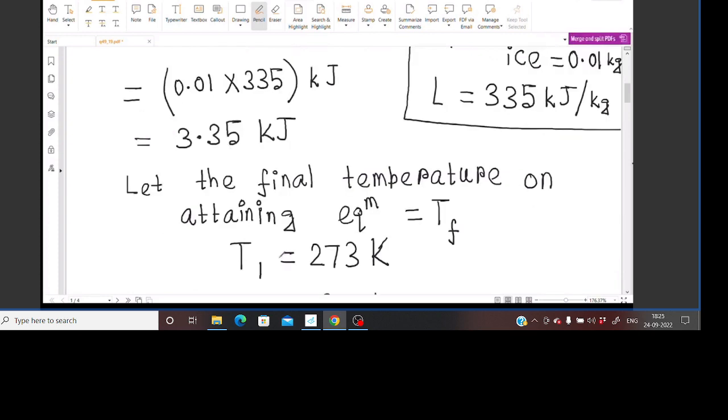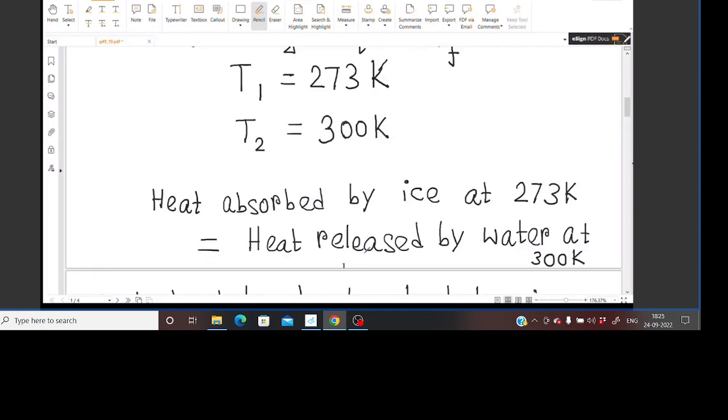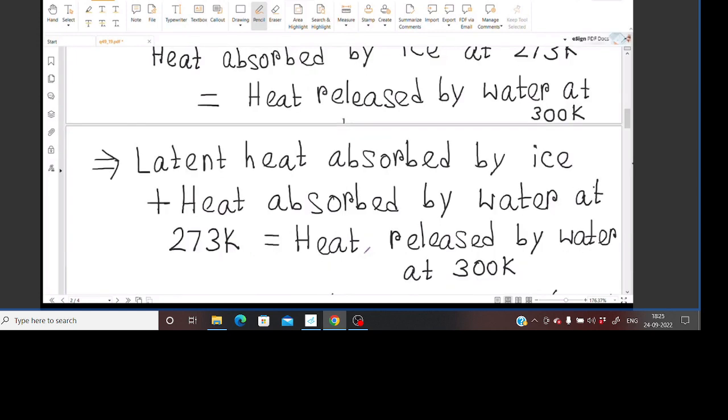Now let's consider that the final temperature on attaining the equilibrium is equal to Tf. The temperature T1 is equal to 273 Kelvin and the temperature T2 is equal to 300 Kelvin. We have heat absorbed by ice at 273 Kelvin equal to heat released by water at 300 Kelvin. This equation can also be written as the latent heat absorbed by ice plus heat absorbed by water at 273 Kelvin equal to heat released by water at 300 Kelvin.